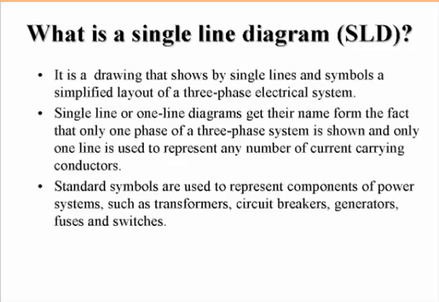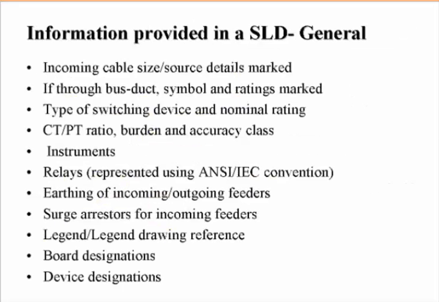It's a diagram that shows, with single lines and symbols, a simplified layout of a three-phase electrical system. So the single line or one-line diagrams get their name from the fact that only one phase of a three-phase system is shown, and only one line is used to represent any number of current carrying conductors. We use standard symbols to represent our components of power systems, such as transformers, circuit breakers, generators, fuses, and switches, on the single line diagram.